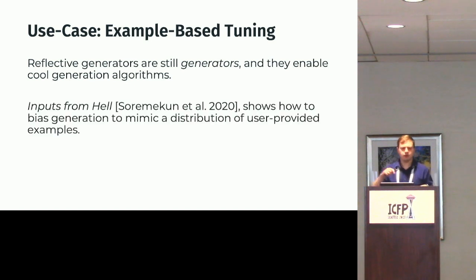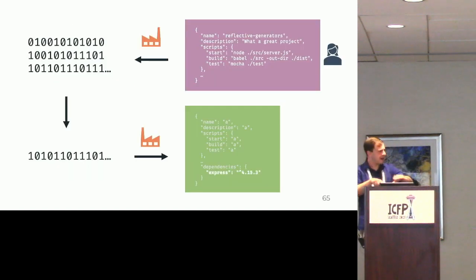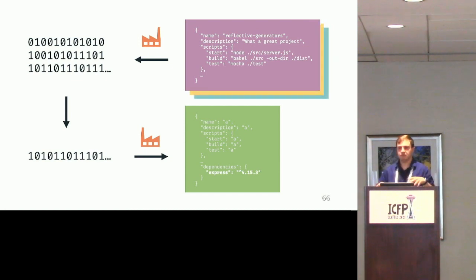There's this thing called inputs from hell, which is an example-based tuning technique. Basically, you provide a bunch of examples that you think are common examples your application may see, and then you try to tune a generator to produce more examples like that. And I think we can use reflective generators to extend that algorithm to a broader set of generators. Basically, if we think back to the shrinking example, instead of the user giving us one thing, they're going to give us a bunch of things.